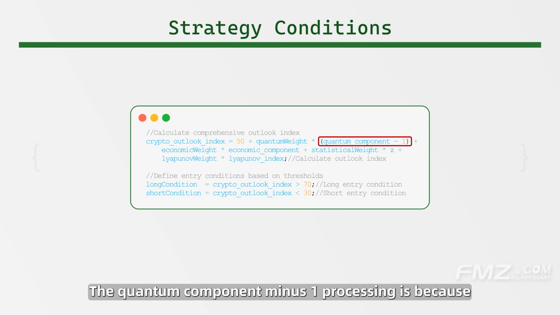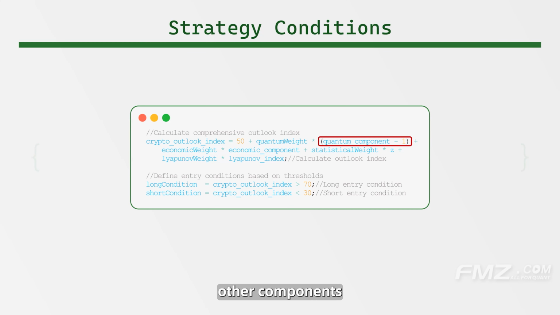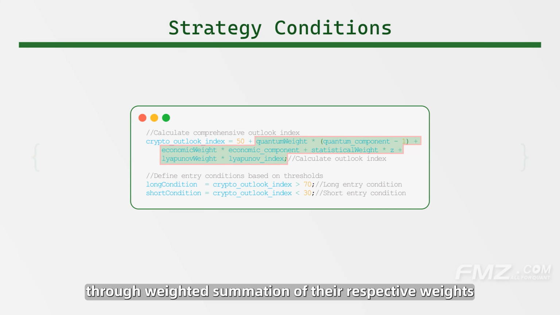The quantum component -1 processing is because the quantum component's baseline value is 1. This processing gives it the same 0-point characteristics as other components. The 4 components combine through weighted summation of their respective weights, forming a multi-dimensional market assessment indicator.